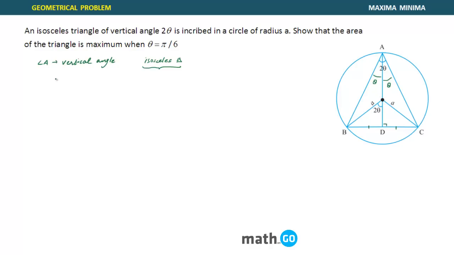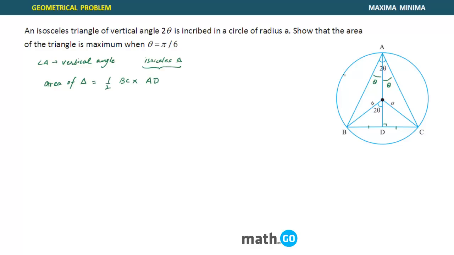Okay, so let's start by doing this particular stuff. You need to find the area of the triangle. You want to maximize the area of the triangle. So what will be the area of the triangle? If I say that this is perpendicular, that will be half base into altitude. Base is BC and the height is nothing but AD. So now our target is to find BC and AD.